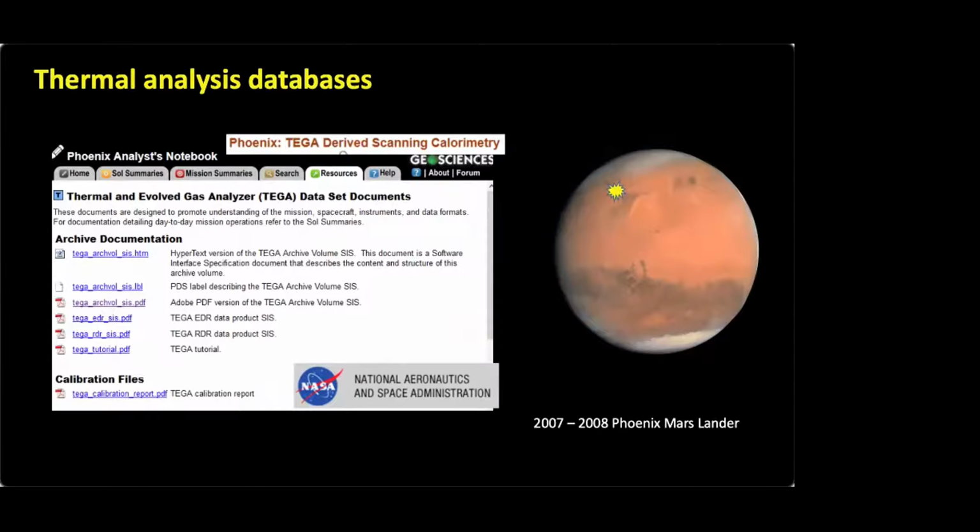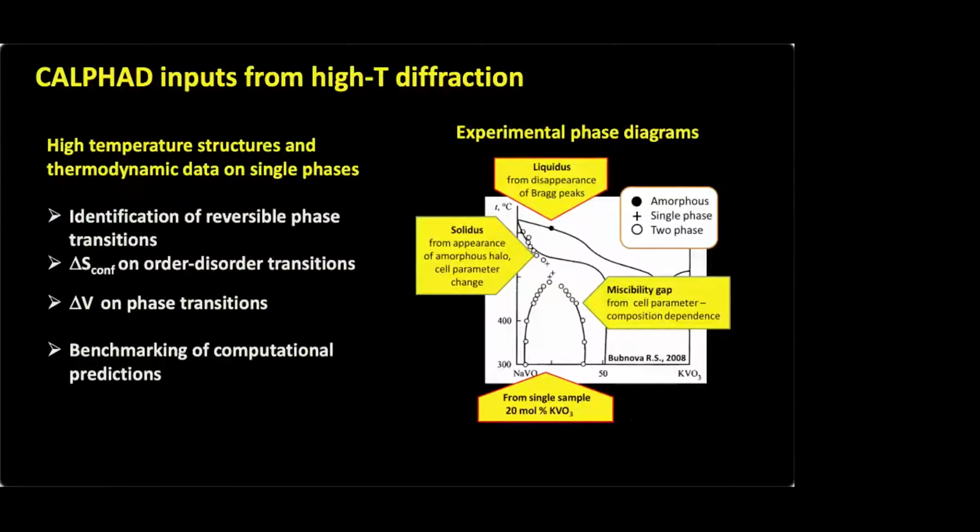I also want to use this opportunity to bring up the subject of thermal analysis databases. Now, there are essential inputs from high temperature diffraction into both experimental branches of CALPHAD. That is, we can get the high temperature structure and thermodynamics of single phases which are not quenchable to room temperature, identify reversible phase transitions, and calculate configurational entropy on order-disorder transitions from refining site occupancies as they change with temperature.